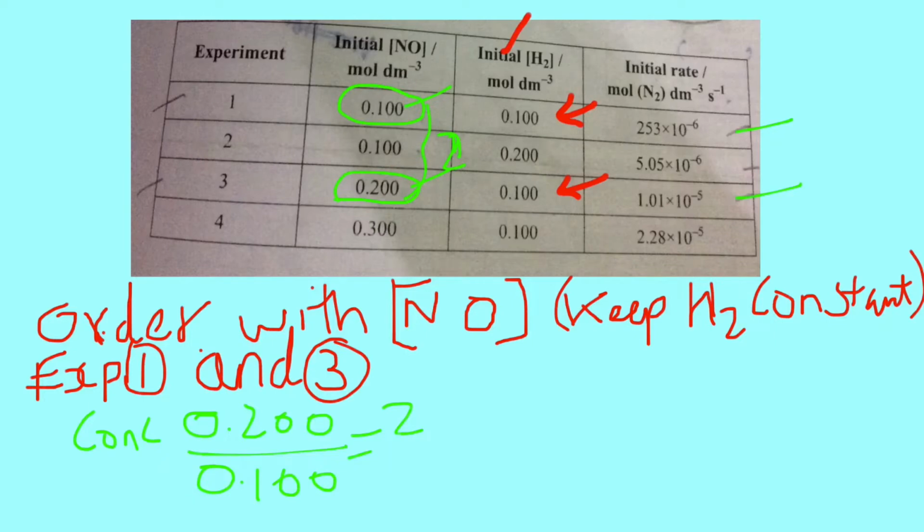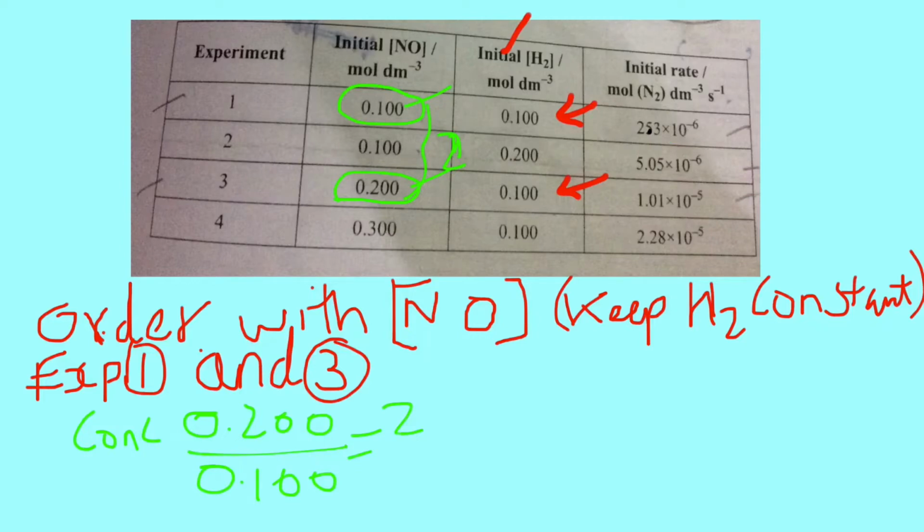But here you should remember that the values they have given in the first and second experiment are 10⁻⁶, and the others are 10⁻⁵. So it's always desirable to convert them into the same scientific notation. We will make the first and second experiments 10⁻⁵. Here they have given 2.53 into 10⁻⁶. So what we can do is shift the decimal point.